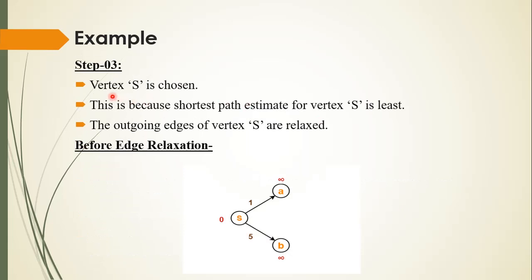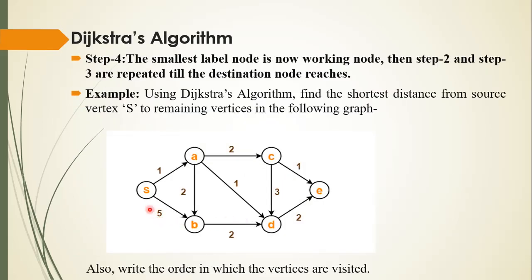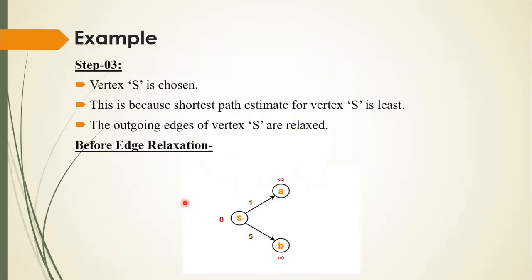Now initially our source vertex S is chosen, because the shortest path estimate for vertex S is least. The outgoing edges of vertex S are now relaxed. So from this graph we have S to A and S to B. According to step 2, S is 0, and at A and B we have infinity, and the distances are given as 1 and 5.